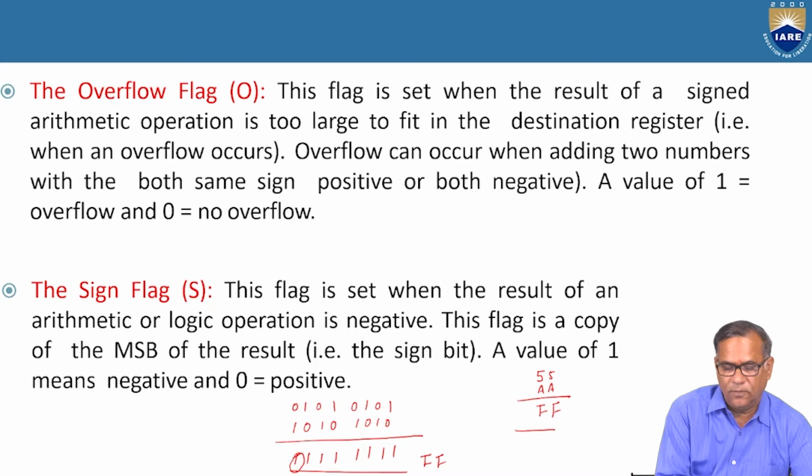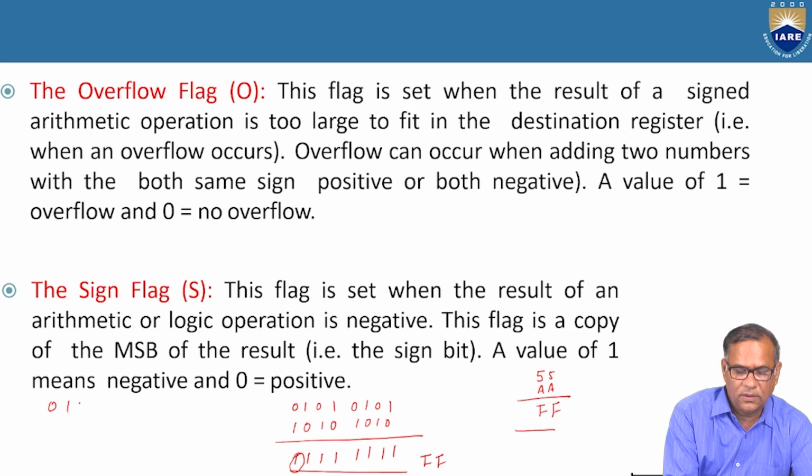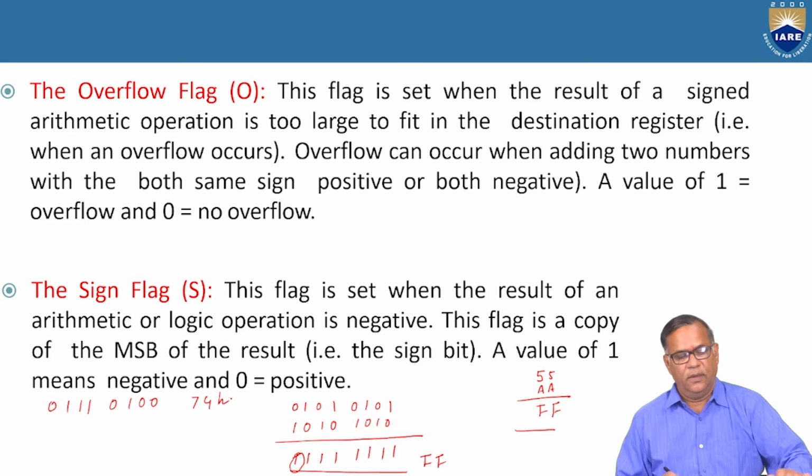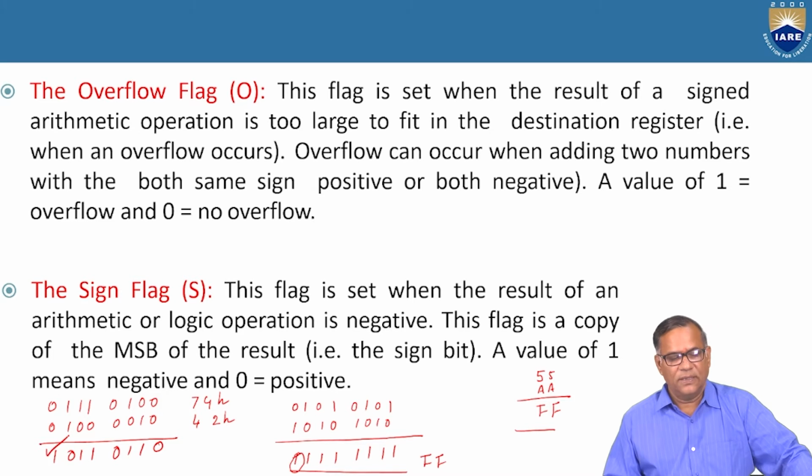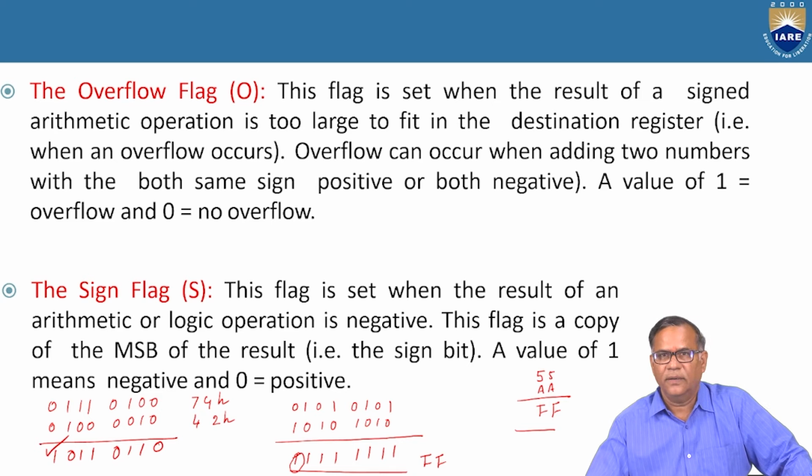Let us take another example. 0, 1, 1, 1, 0, 1, 0, 0. This is 74H. Then add 0, 1, 0, 0, 0, 0, 1, 0. This is 42H. Once you add these two, what are you going to get? You will get 1, 0, 1, 1, 0, 1, 1, 0. So the most significant bit is 1. When the most significant bit is 1, this flag is activated.